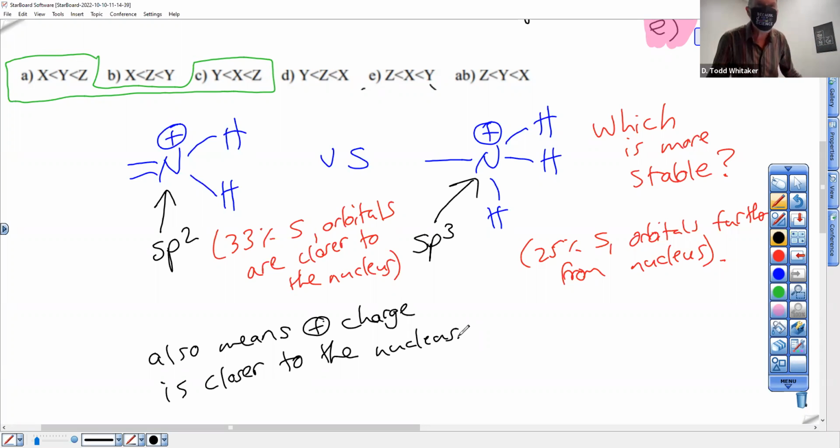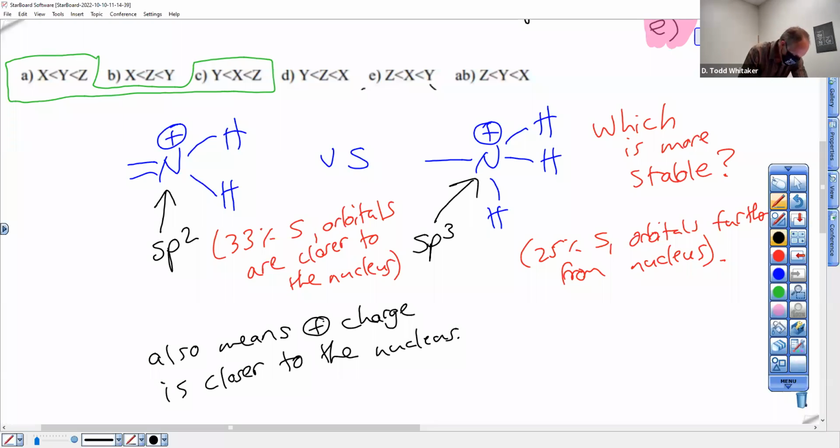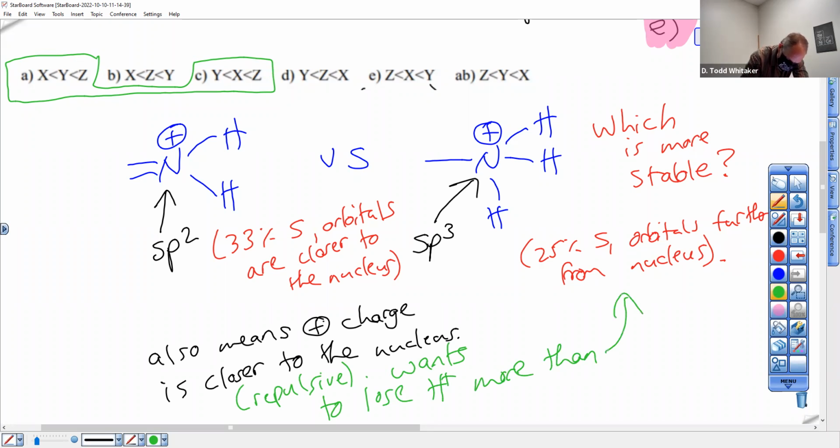What's that mean? Stronger acid or weaker? I don't want it. Put it anywhere. It means you're more reactive. Yeah. More reactive does not mean weak. It's the opposite. Strong means more reactive. They are literally the same thing. So, okay. Closer to the nucleus. Repulsive. Wants to lose H plus more than this.